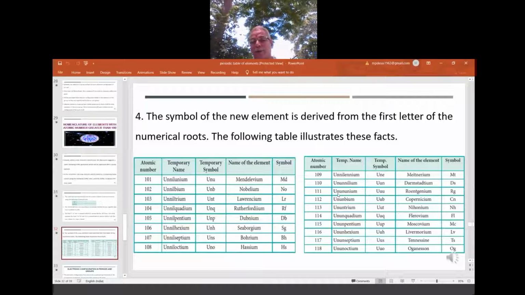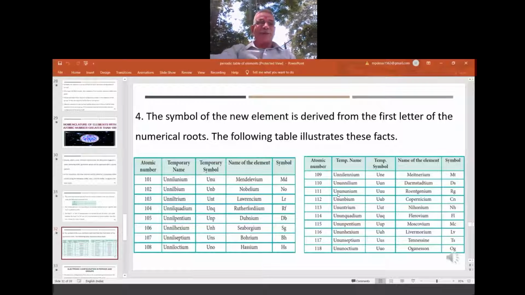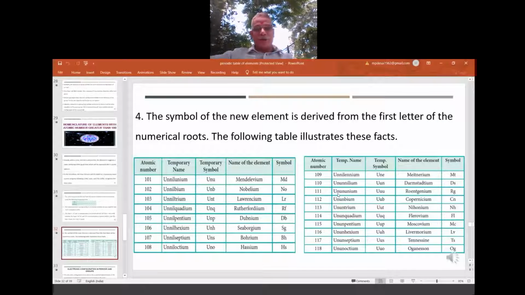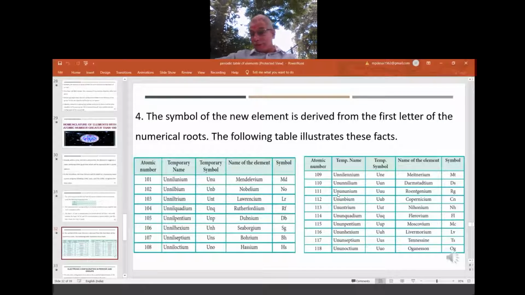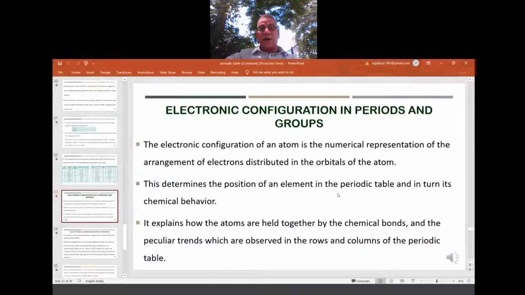Okay, so it is very interesting, and we will enjoy this naming nomenclature. So what have we learnt? How to name elements whose atomic number is beyond 100. Now, electronic configuration in periods and groups we will discuss separately.